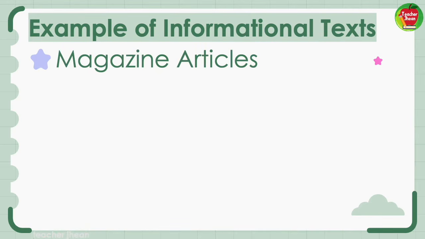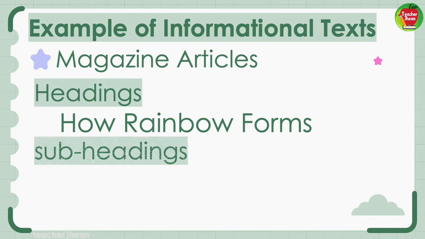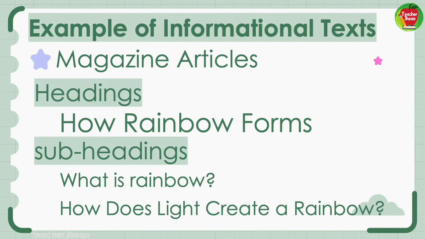Now for the magazine articles. A magazine article might explain something like how rainbows form. It has a clear heading at the top and uses facts to explain the process step by step. Each part is organized in a way that makes it easy to read and understand, with subheadings like what is a rainbow or how does light create a rainbow.